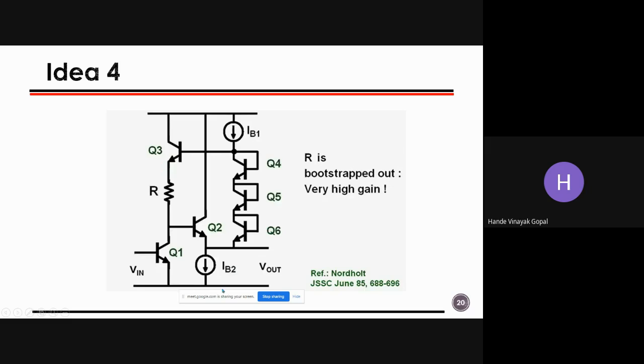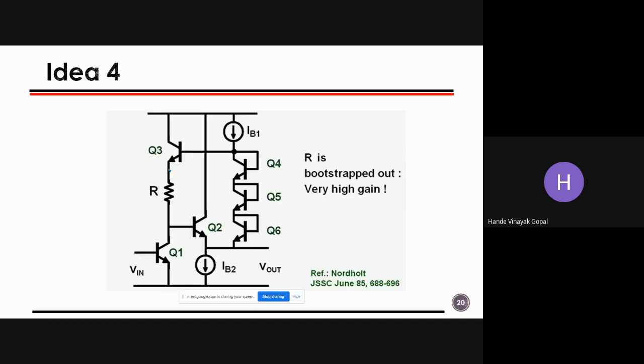Have you got the idea? Means whatever voltage the Q1 collector has, the Q3 emitter has a similar voltage, right? So principally no current is flowing through R3. That means R is infinite, right? So this is a very nice circuit technique by which I can increase the value of resistance to infinity, so that you can get GM into RDS very, very high, GM into R very, very high, right?